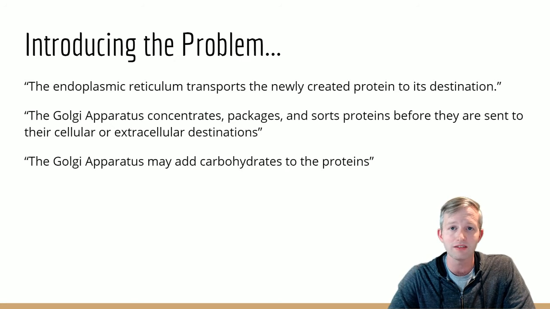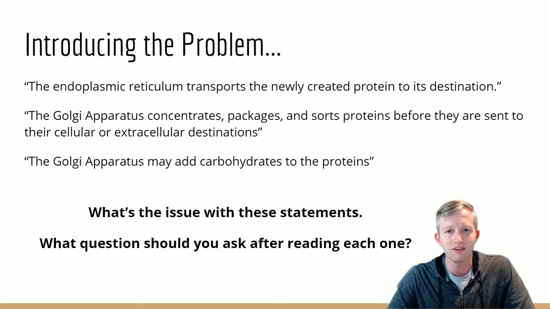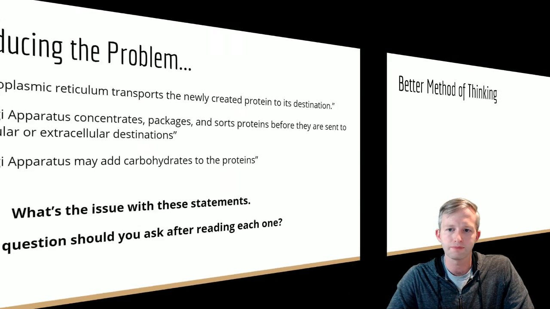It doesn't make decisions. And so when we think about these statements, with each one, we can start to pick apart the things that it sort of glosses over, the decisions that are being made. What's the destination for the endoplasmic reticulum? There's a million different places you could go inside of a cell, so how does the ER know where to send these proteins? So these are the types of questions that we should be asking.